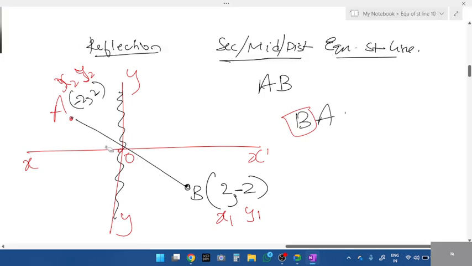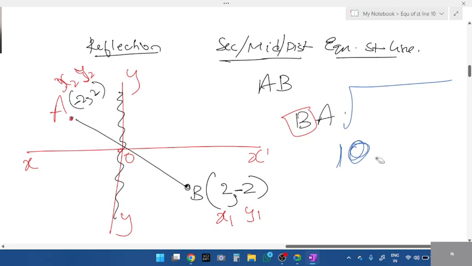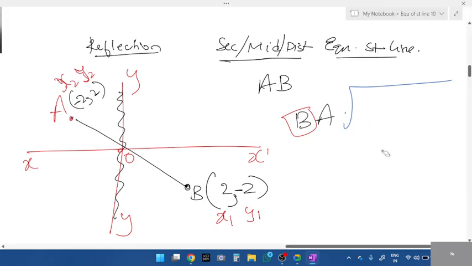You can't use a scale. For example, after calculation, the square root of x2 minus x1 squared and so on, you get 10. Don't write centimeter, meter, nothing. It doesn't have any units. Basically on a graph, it doesn't have any units. So the answer is just 10. Or you can write 10 units. If there are no units given, just mention 10 units. Distance is 10 units.